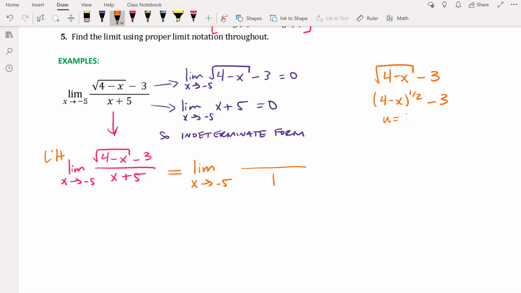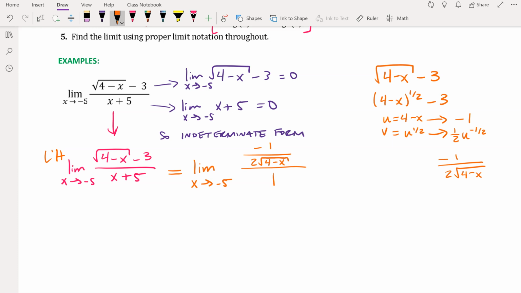So we have u equals 4 minus x, v equals u to the 1/2. And then when I take the derivatives, I get -1, and then I get 1/2 u to the -1/2. So this derivative is -1 over 2, and then we have square root of u, which is 4 minus x. Okay, so I've got that derivative, and I need to put that over here on top. So I'm going to do that. We have -1 over 2, and then square root of 4 minus x.